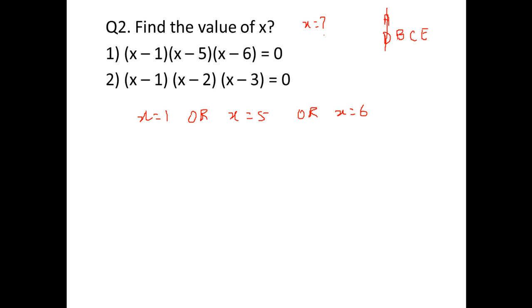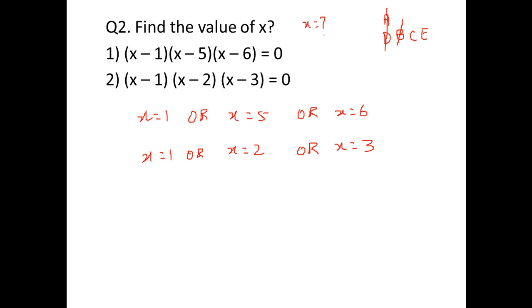Now we go to statement 2. Again product of three terms is equal to 0. So one of them is 0. So we get either x is 1, or x is 2, or x is 3. Now in this case again I'm getting more than one value from the statement. So again second statement is not sufficient. So we eliminate B. Next we combine two statements.